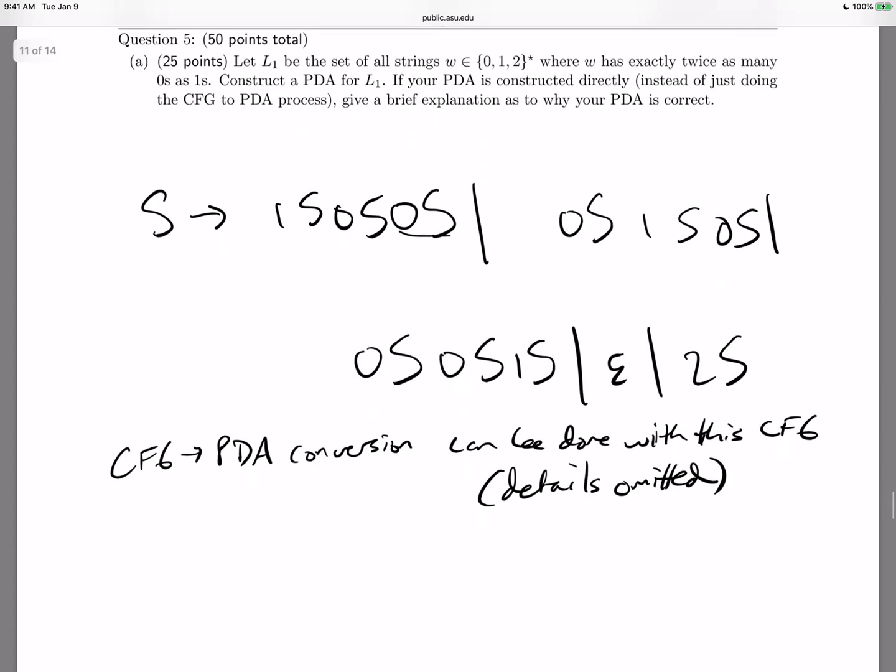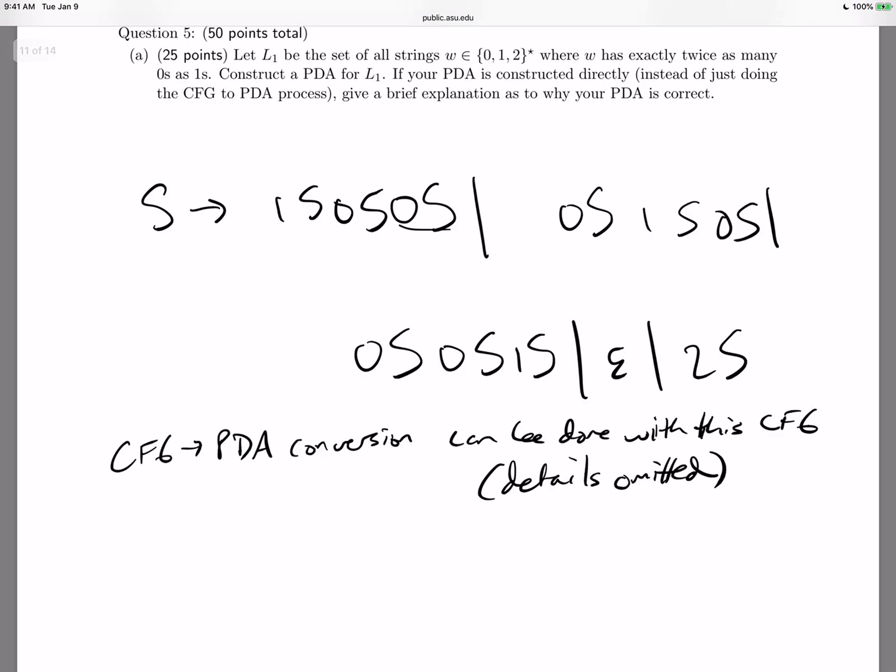Okay? But to convert this to a PDA, what you do is you just make those 4 base states. And then in the looping state, you have these 4 outgoing things, 1 for each of the 4, I guess 5, I guess. For each of the 5 rules, you have these outgoing paths, and then you put them together.